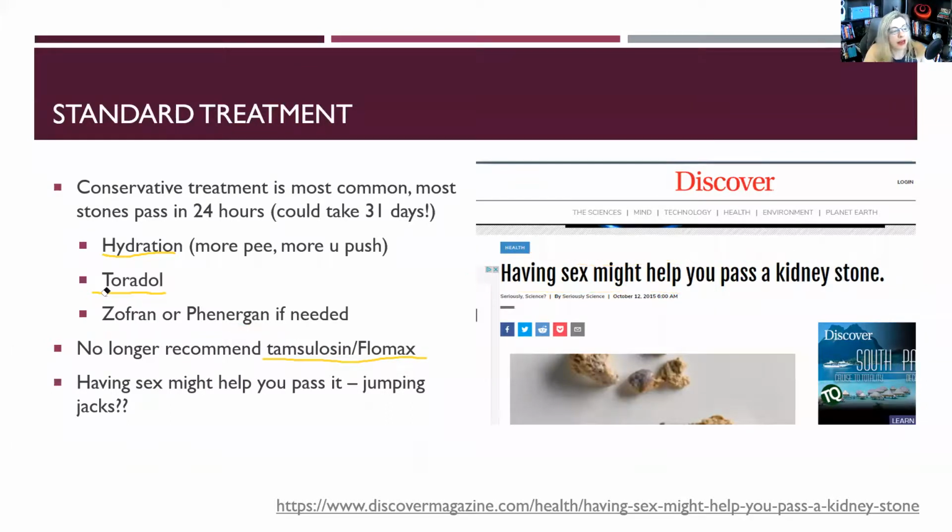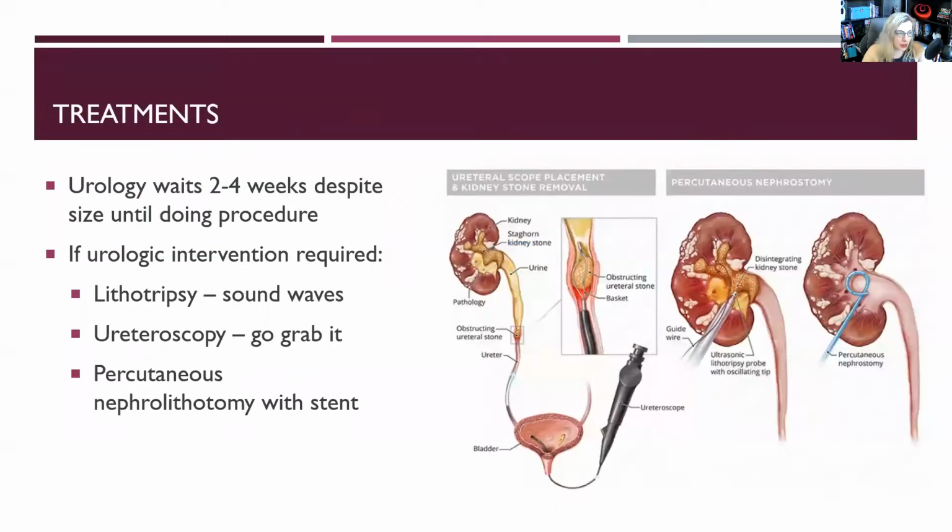So typically, I end up trying to interpret this information for them and say, maybe if you did a lot of walking or some jumping jacks and get that gravity going, that stone will start to come out a little bit better. So if you can tolerate it, I typically recommend some physical activity for my patients rather than overtly recommending sex. But you do you. All right.